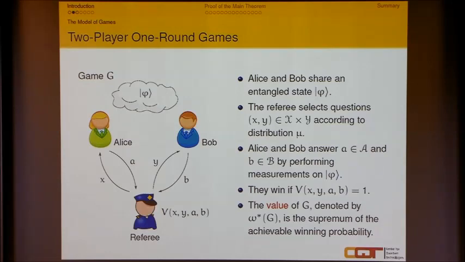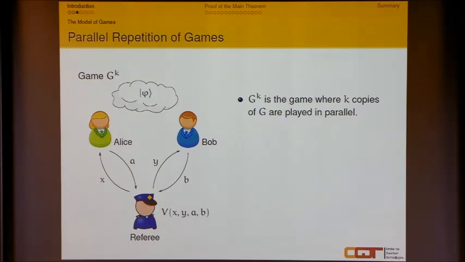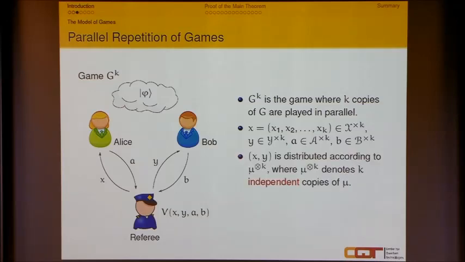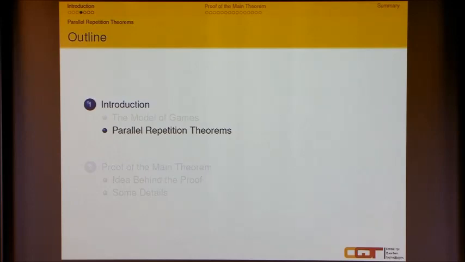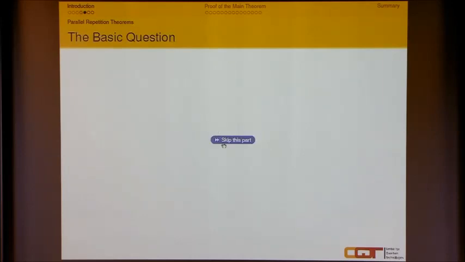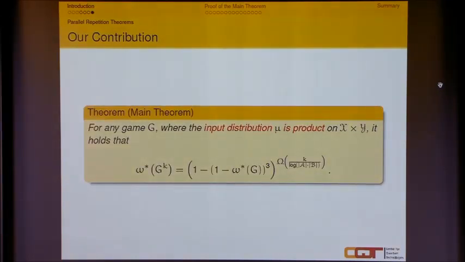This is all the same as before. We denote the k-repeated game by G to the k. It is k copies of the game G played in parallel. In this case, the questions and answers are vectors, and each x_i, y_i is distributed according to mu independently. The players win if they win all the instances. I won't talk about the parallel repetition theorem because it has been covered before, so we skip straight to our theorem.